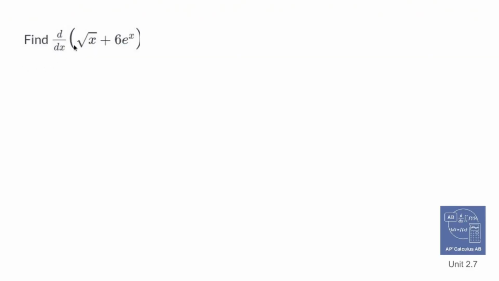All right, take the derivative of root x plus 6e to the x. So a couple things are happening here. We've got power rule going on right there, and we've got e to the x. First things first, the derivative of e to the x is extremely difficult. It's e to the x. So I lied, it's not extremely difficult. It's actually the easiest thing on the planet.